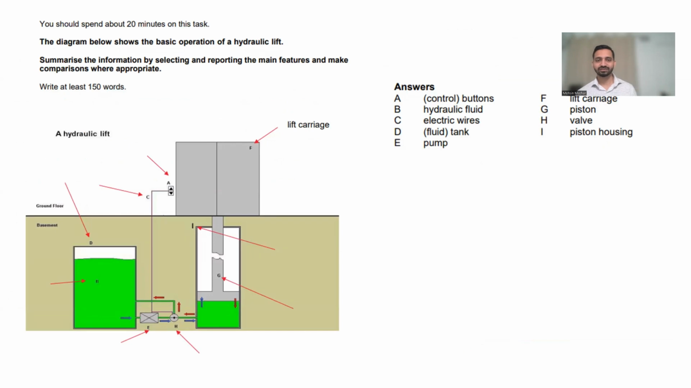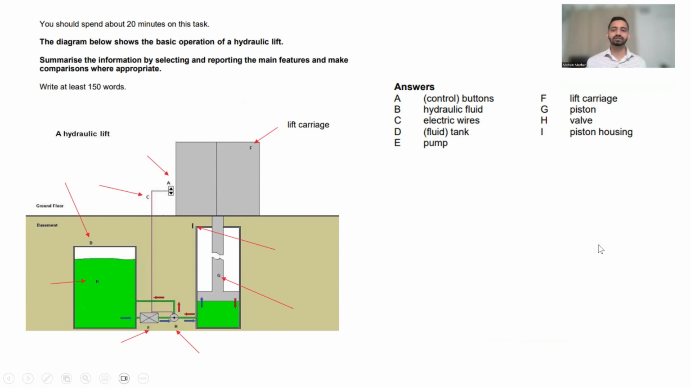All right, let's look at the answers here. Number 1, A is control buttons, right? B, hydraulic fluid. By reading this description, you will be able to come up with the answers. C, electric wires. D, fluid tank. E, pump. F, lift carriage. G, piston. H, valve. And I, piston housing. Okay, so you should have gotten these answers after reading the description.